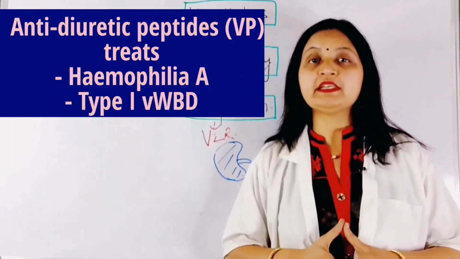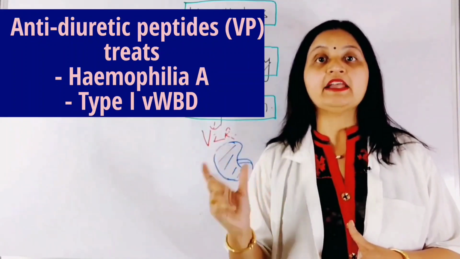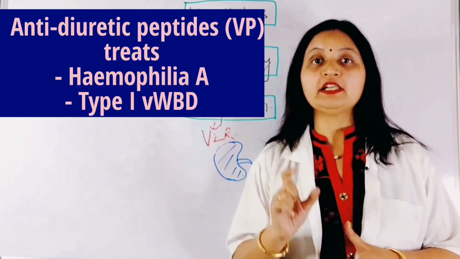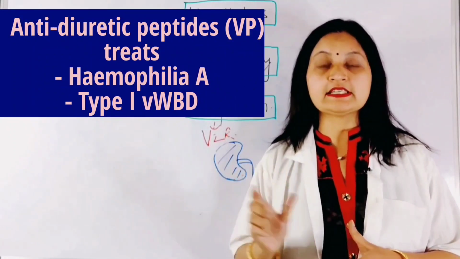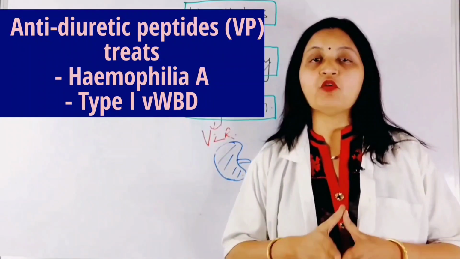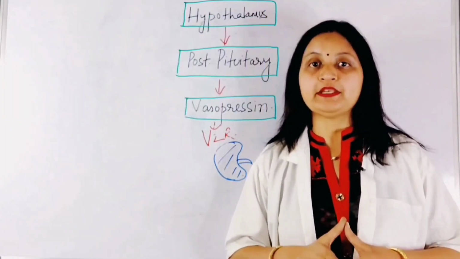Secondly, V2 receptor mediated stimulation also causes release of von Willebrand's factor, and therefore anti-diuretic peptides can be useful for the treatment of type 1 von Willebrand's disease, but it is not used for the treatment of type 2b von Willebrand's disease because it causes transient thrombocytopenia.